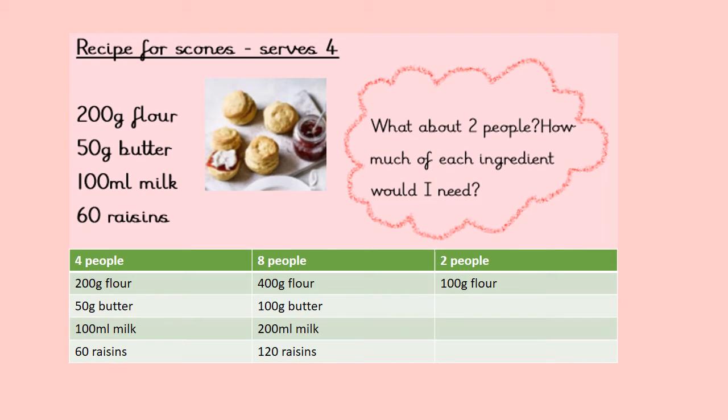What about if there were 2 people? How much of each ingredient would I need then? I've noticed that to go from 4 people, the original recipe, to 2 people, I divide by 2. So this time you'll need to look at the original ingredients and divide them all by 2. Pause the video and have a try. So your recipe for 2 people should be 100 grams of flour, 25 grams of butter, 50 millilitres of milk and 30 raisins.